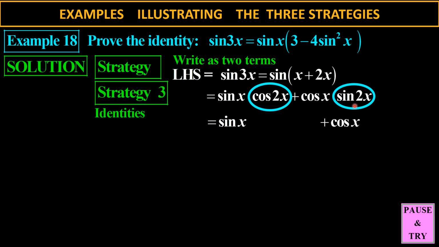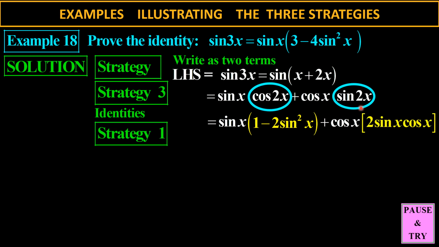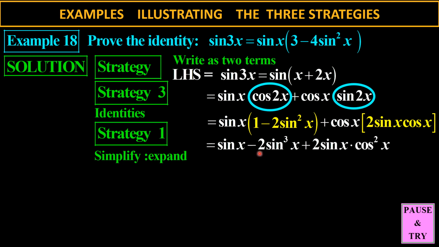Now for the cos of 2x, remember there are three options, but our objective is to get sine, so I rather change this one in terms of the sine version, which is 1 minus 2 sine squared x. And for the sine 2x, we don't have an option. That is just 2 sine x cos x. Now what do we do next? Yes, we can use strategy 1. We can expand there. So I get sine x minus 2 sine cubed x plus 2 sine x, and cos x times cos x is cos squared x.